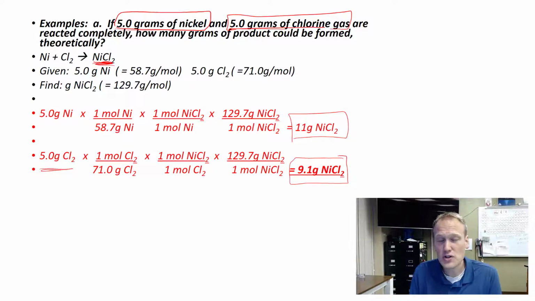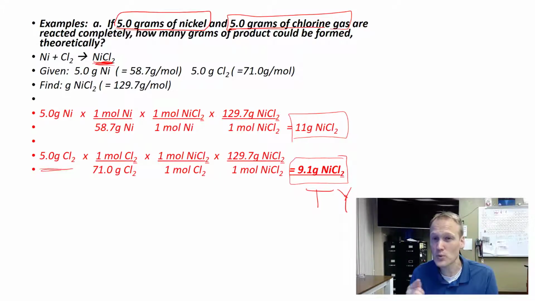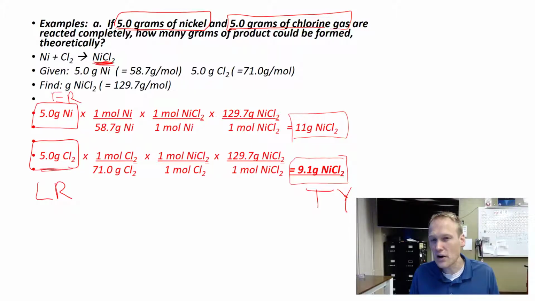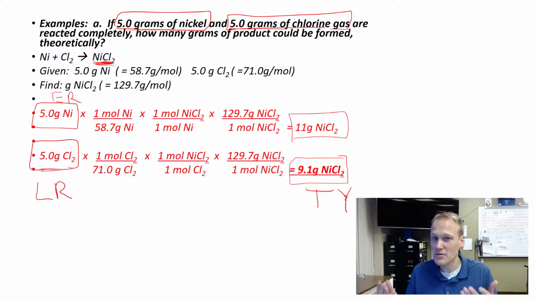Remember, you can only produce the amount that is the least. So this right here, this 9.1, that is our theoretical yield. Because I know now that chlorine will run out first. So that makes chlorine gas my limiting reactant, and that makes nickel my excess reactant. So really the only thing that's different here is you have to run through the stoichiometry twice and then identify your parts. Remember, the theoretical yield and the limiting reactant are always tied together. You can only theoretically produce the amount that the limiting reactant will let you produce.